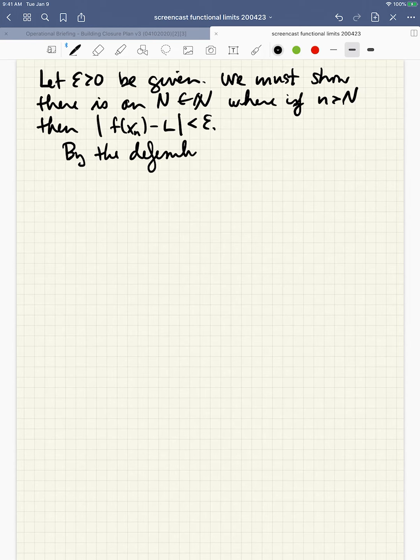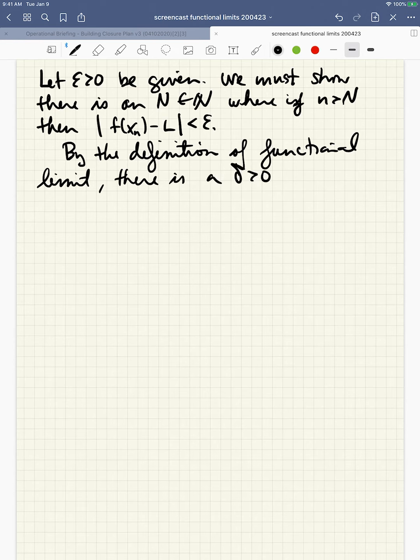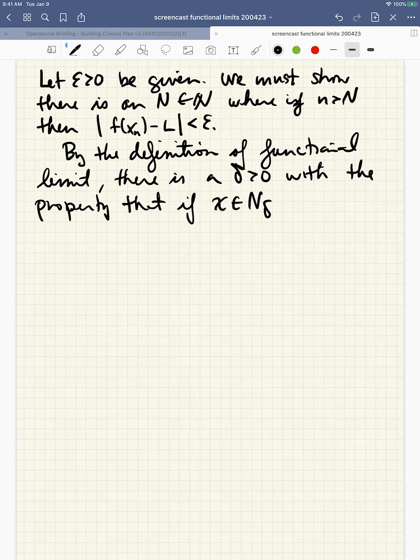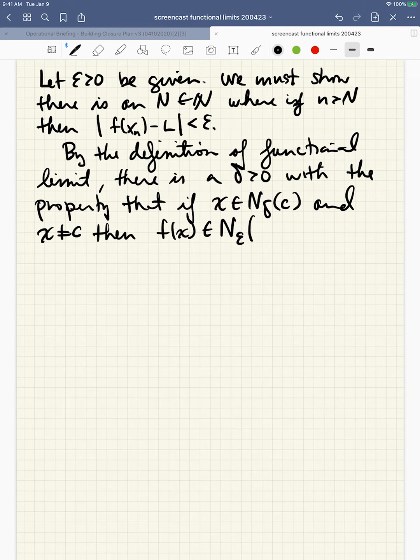By the definition of functional limit, there is a delta greater than 0 with the property that if x is in the delta neighborhood about c, and if x is not equal to c, then f(x) is in the epsilon neighborhood about L. So this is using the topological interpretation of functional limit.